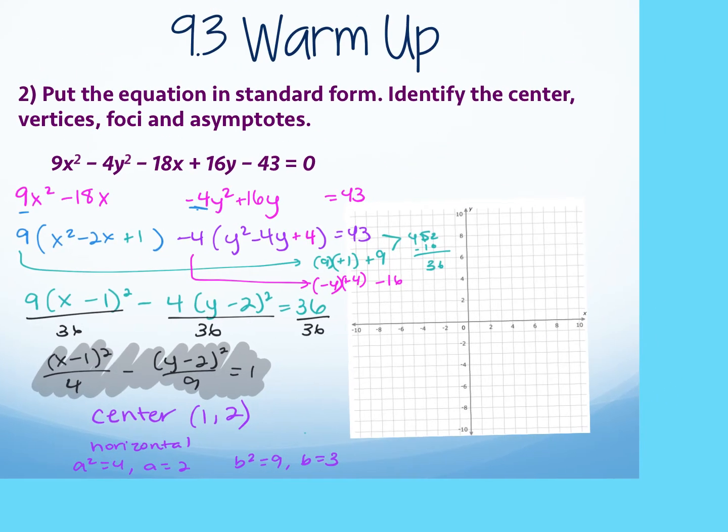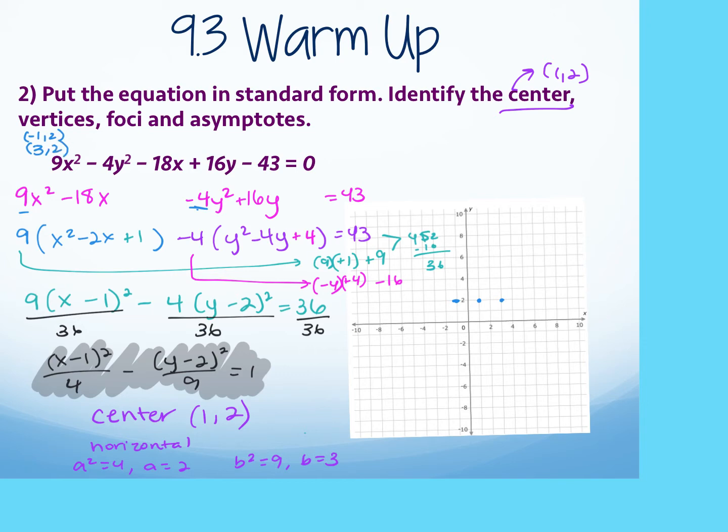So it says find the center. We did that. (1, 2). Find the vertices. So I'm going to plot my center, (1, 2). Because it's horizontal, I'm going to go right and left the 2, which is your a. And those are my vertices: (-1, 2) and (3, 2).